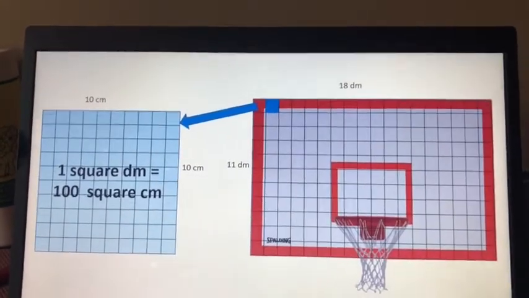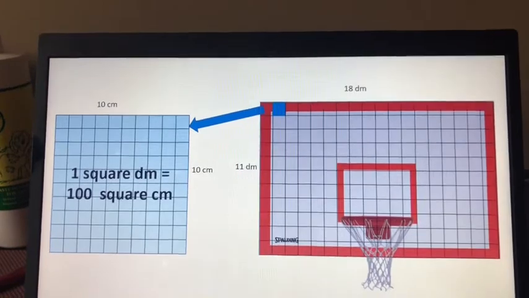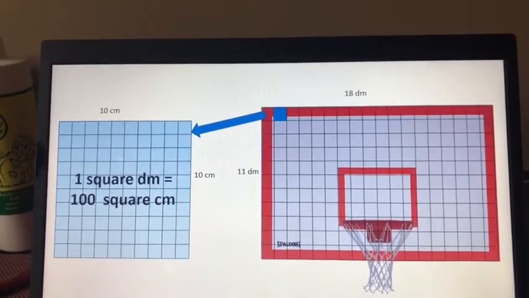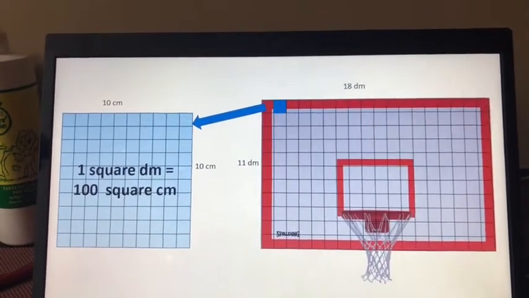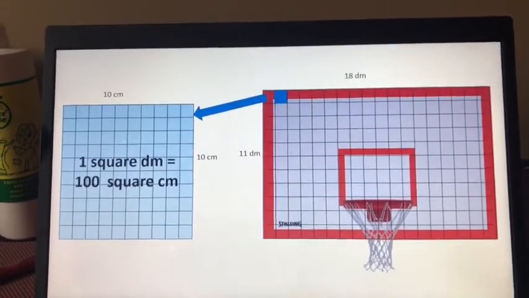So you can see why we wouldn't want to measure the backboard in square centimeters, because that's just a lot of square centimeters. And we wouldn't want to have to count those, and it's actually a pretty big calculation as well. So if we change our unit to decimeters, that actually makes it a little bit easier to deal with.